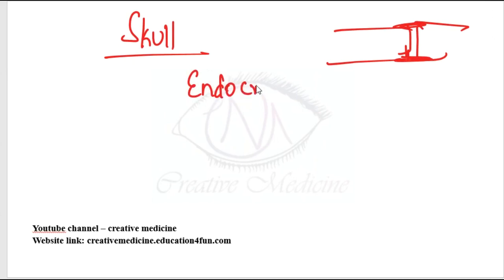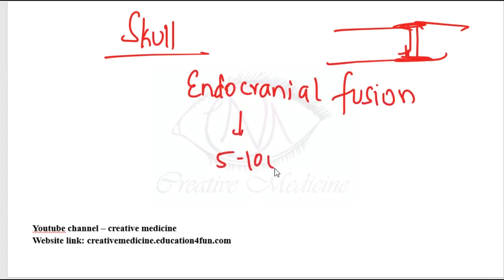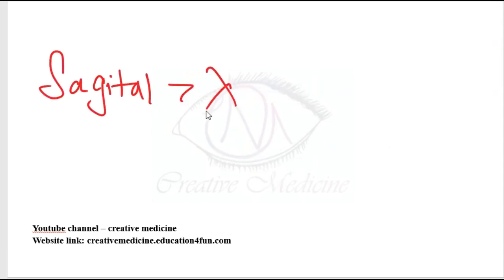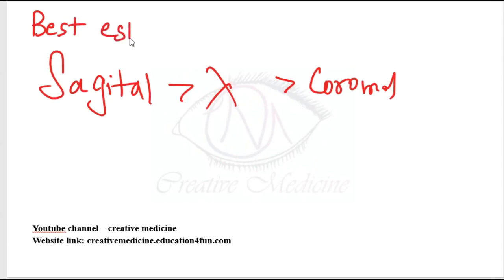Endocranial fusion mainly begins 5 to 10 years earlier than ectocranial fusion. Among the sutures of the skull, the most successful estimate is done by the sagittal suture, followed by the lambdoid suture, followed by the coronal suture. The best estimation is done by the sagittal suture.